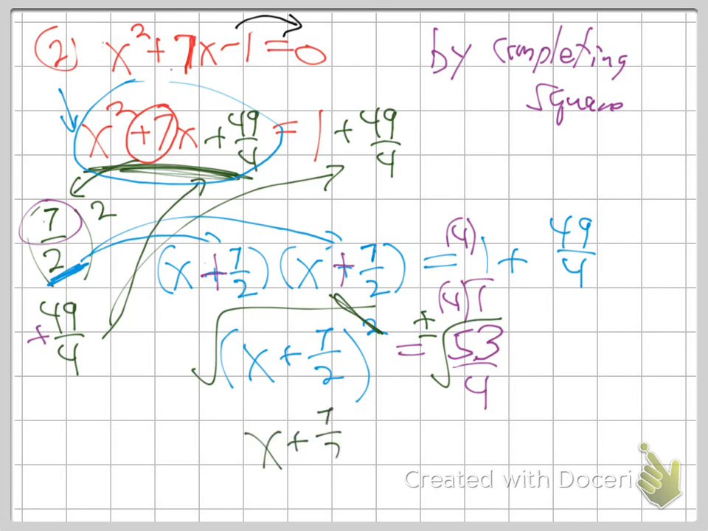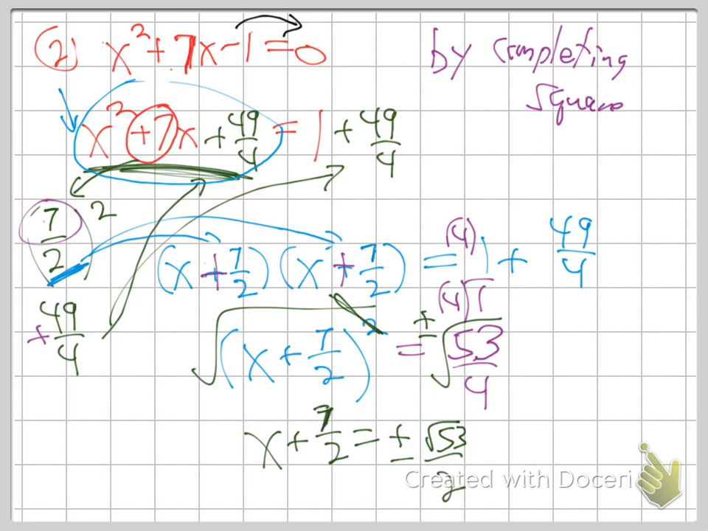So x plus 7 halves is plus or minus. Now, what do you do with that square root? Am I racing ahead of you? You with me? See how that square root is over the entire fraction on the right? So that means you put the root on the top and the root on the bottom. But what is the root of 4 on the bottom? That's just 2.